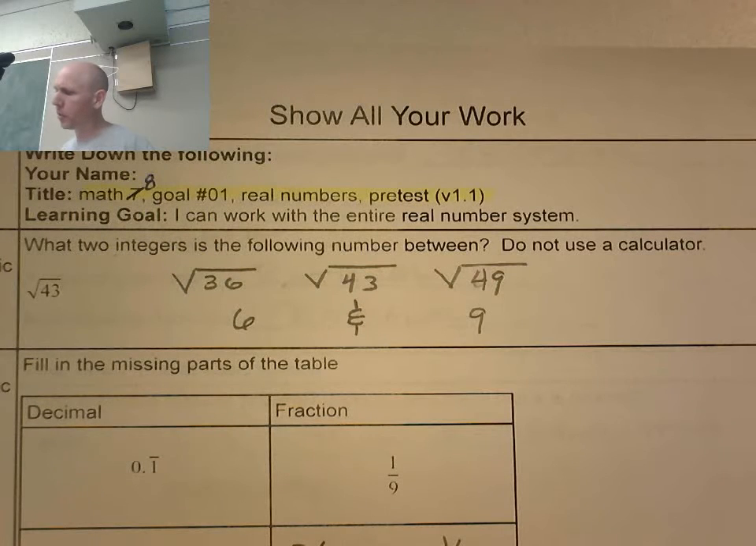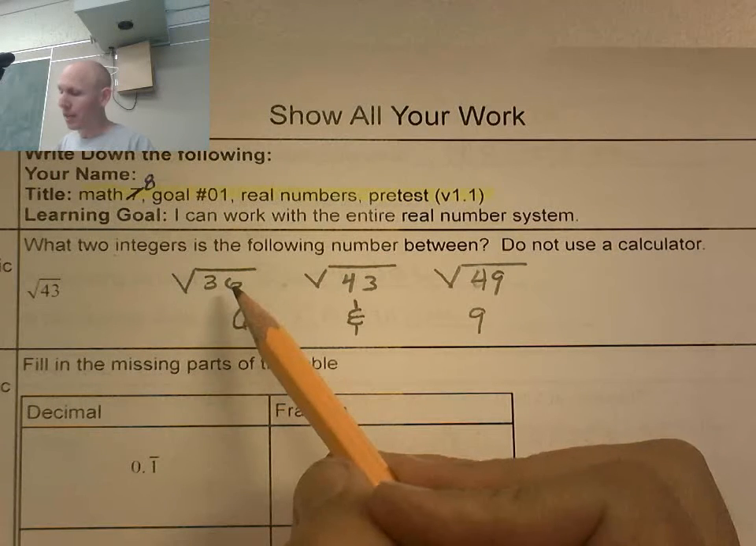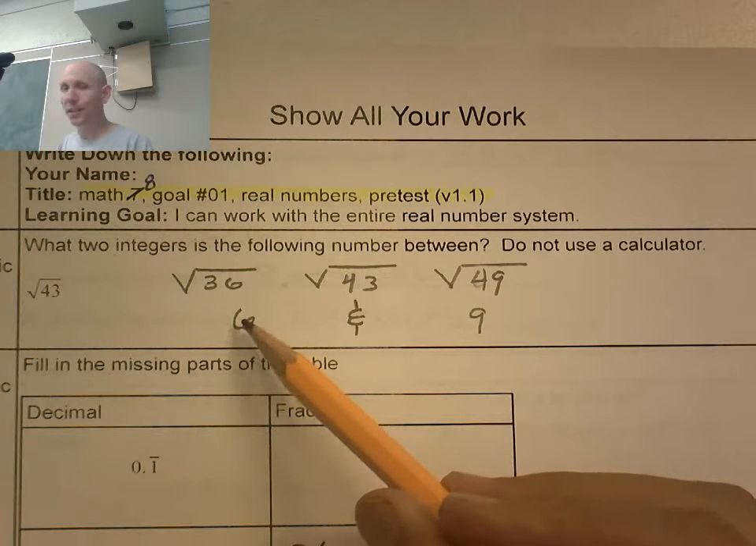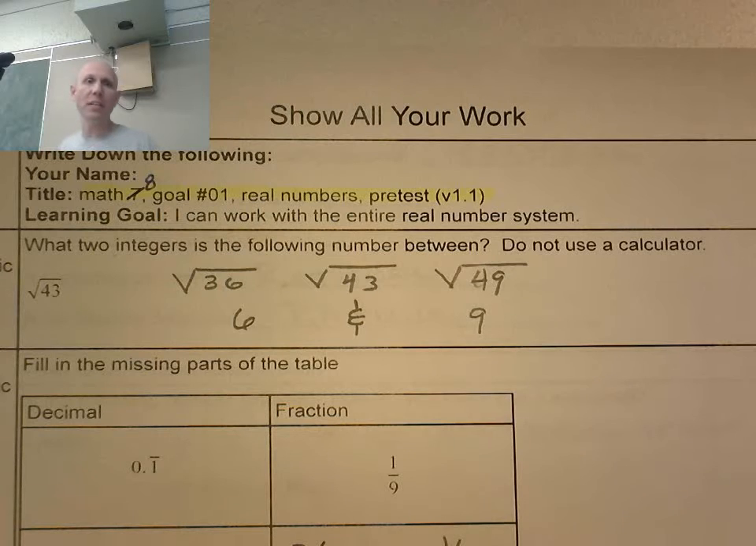What two integers is the following number between? Do not use a calculator. Square root of 43. Well, I don't know the square root of 43, but I do know the square root of 36. And I know the square root of 49. So I know the square root of 43 is somewhere between 6 and 7. So the technique is find a square root a little bit below the one that's given to you and one above.